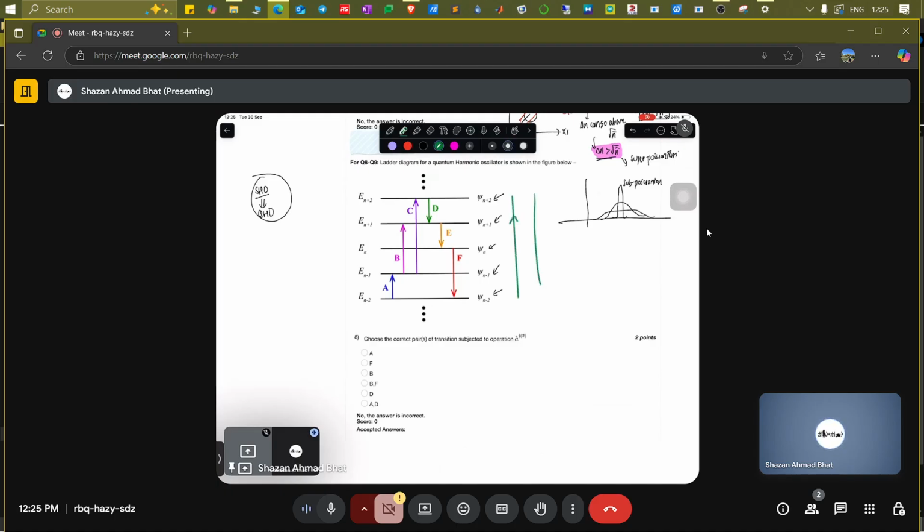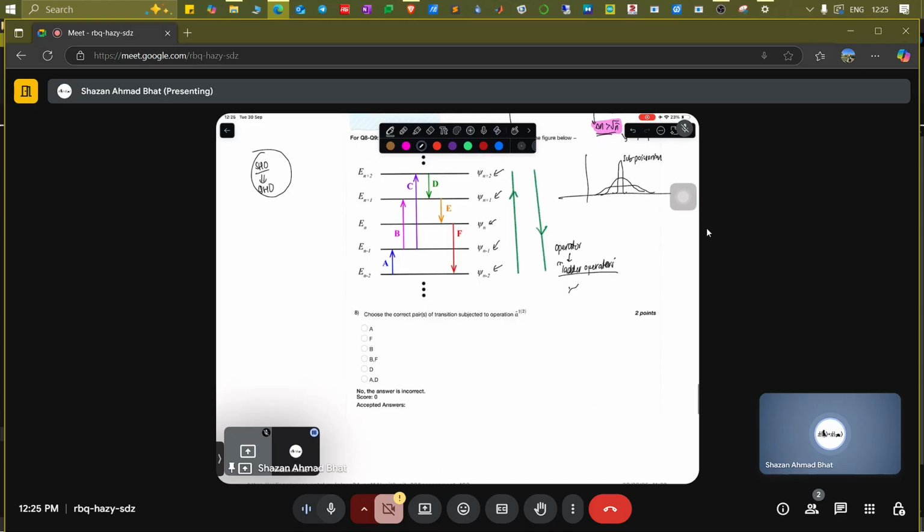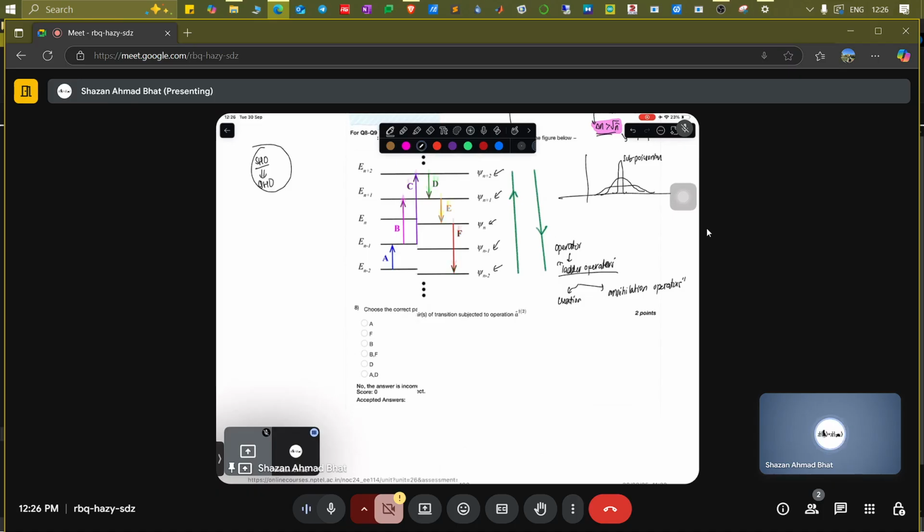You can go up, you can go down with the help of operators. What are those operators? Those are ladder operators, which are basically called creation and annihilation operators. Because you want to traverse this energy space, and how you can traverse it is using these quantum operators, the creation and annihilation operators. There are two types of these operators.